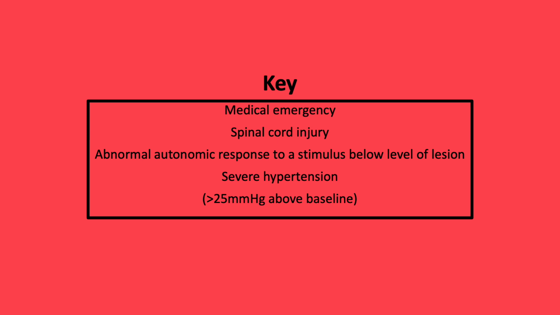Key points: it's a medical emergency. It occurs in patients with a spinal cord injury and leads to an abnormal autonomic response to a stimulus below the level of the lesion, leading to severe hypertension, and this is usually characterised as a blood pressure greater than 25 mm mercury above baseline.